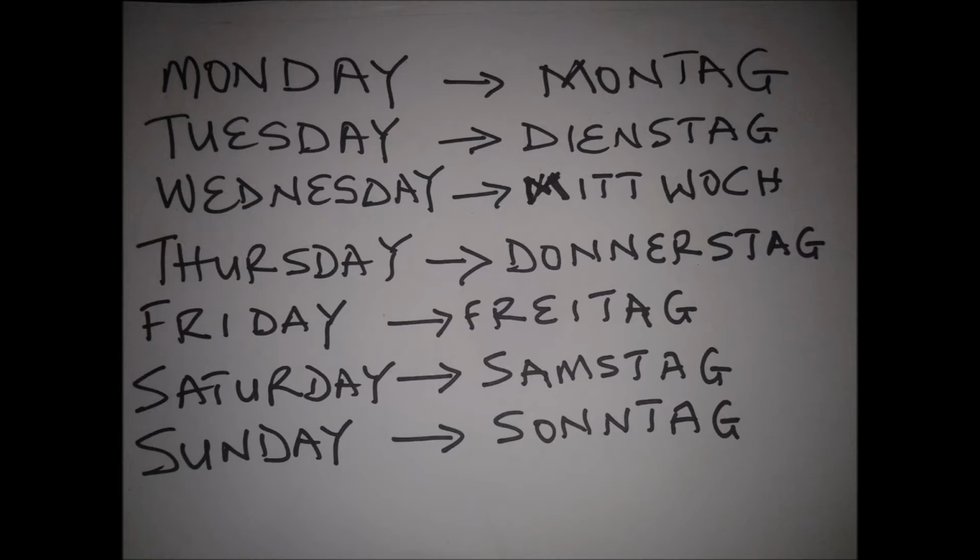Mittwoch. That is Wednesday. Thursday is Donnerstag. If you think of doner kebab, you can think of Donnerstag. Friday, as I told you, is easy. Friday is Freitag.